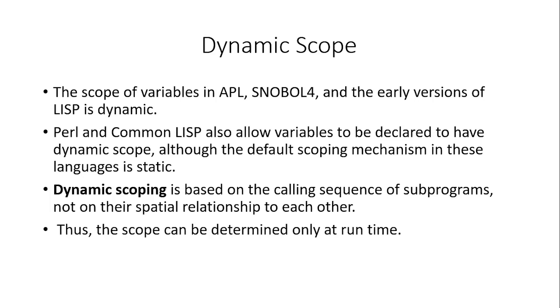Now we move on to dynamic scope. The scope of variables in APL, SNOBOL4, and the early versions of Lisp is dynamic. Perl and Common Lisp also allow variables to be declared to have dynamic scope, although the default scoping mechanism in these languages is static. Dynamic scoping is based on the calling sequence of subprograms, not on their spatial relationship to each other. Thus, the scope can be determined only at runtime. That is, how these subprograms are called or executed, and in which order, will determine the scope of these variables.